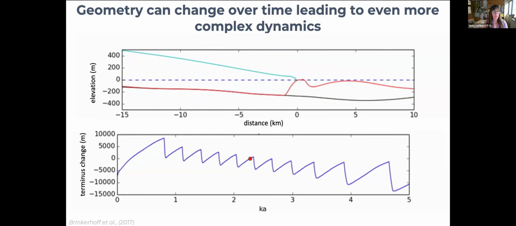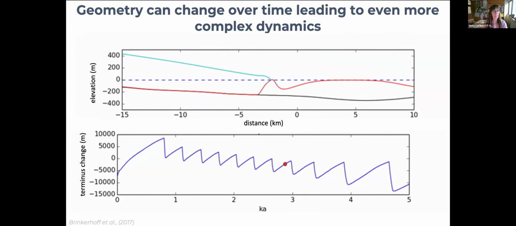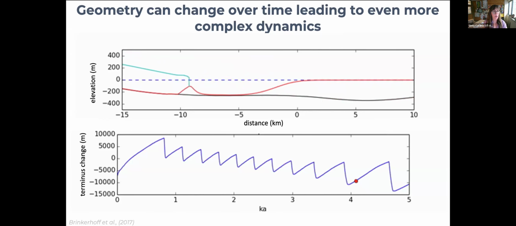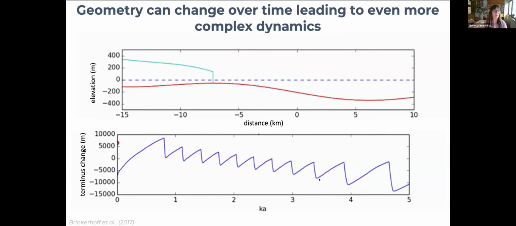And you see this interaction between the terminus position and the geometry of this moraine that it sits on. And when it gets to a point that it's on a retrograde bed slope, it shoots back, just like the marine ice sheet instability process that we talked about earlier. And that's depicted in this terminus position going through these very slow advances and fast retreats over time.